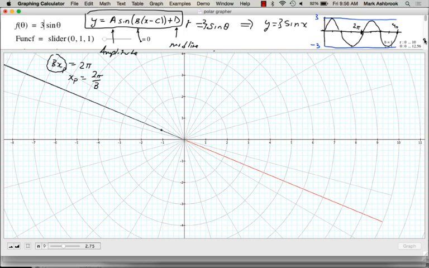So what we're going to do is use that 3 sine x in rectangular coordinates to help us sketch polar coordinates, by looking at the graph and how... So this is really theta. This is theta, and this is r.